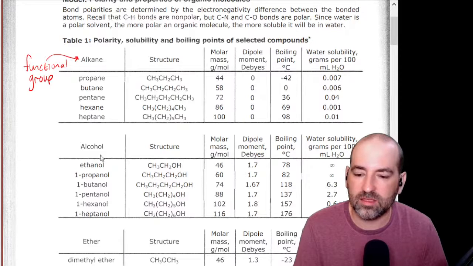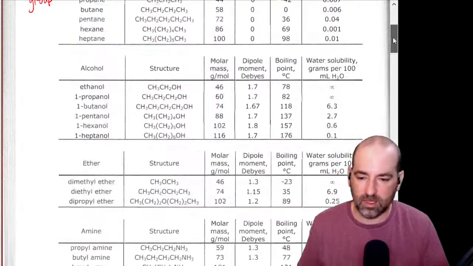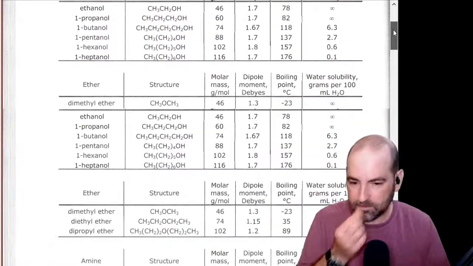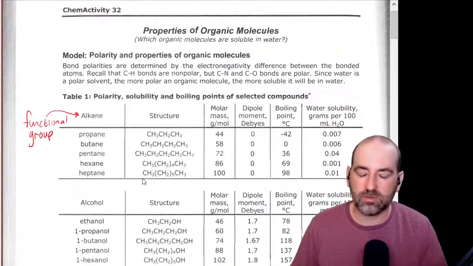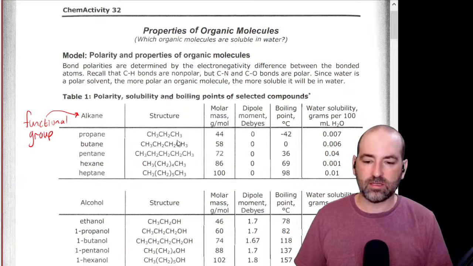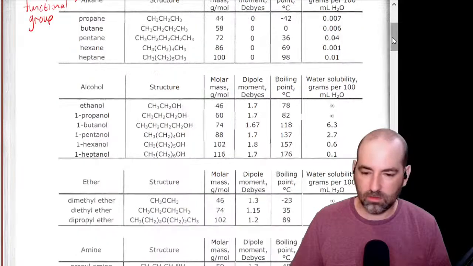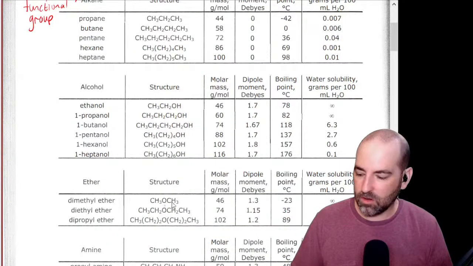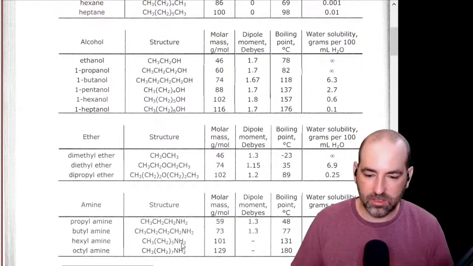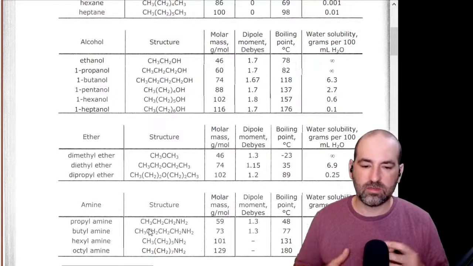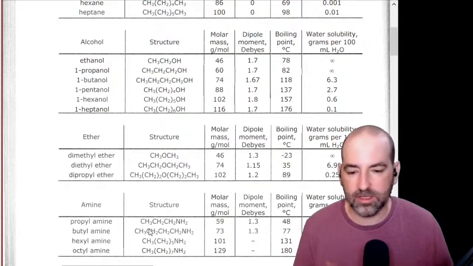So there's alkanes, alcohols, ethers, and amines. And you can see some structural similarities in those groups. You can see these are all just carbon and hydrogen. These have OH. These have an O in the middle. And then these have NH2 on the end. So they're grouped by these extra pieces that are connected to the carbons.